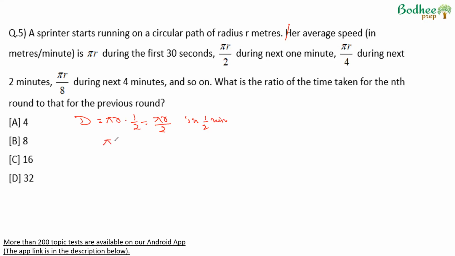Then the speed is pi r for 1 minute, so again, distance of pi r by 2 in 1 minute now.